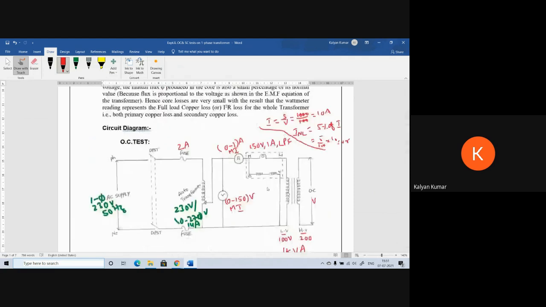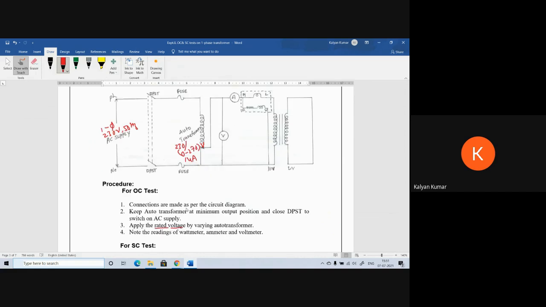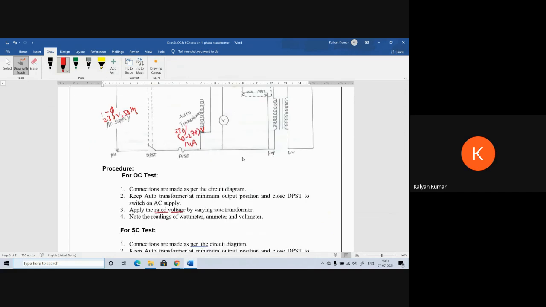Now coming to the SC test. The single phase AC supply is 230 volts, 50 hertz, and here the auto transformer is 230 input, 0 to 270 volts output, and 14 amps. Now we are connecting HV side as a primary and LV side as a secondary. It is 1 kVA.